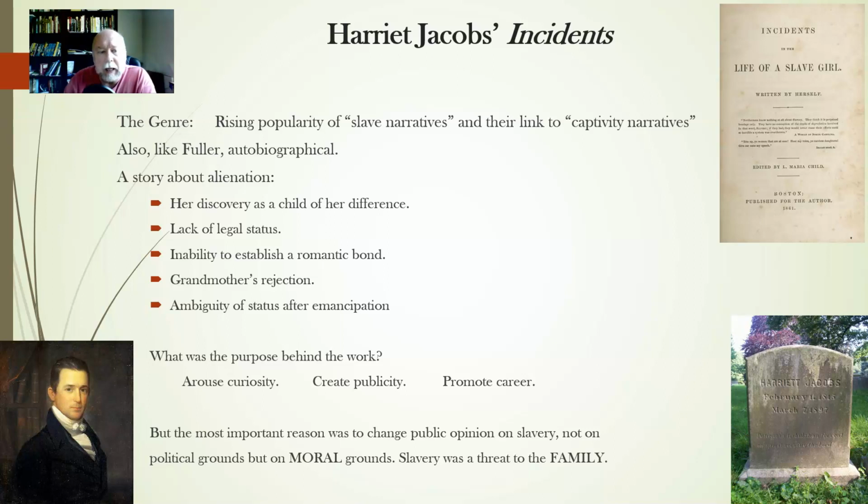Second to that is a sense of alienation because of her lack of legal status. Most people don't know this, but the laws concerning enslavement in many southern states today you would look at them and you would just say, what in the world? But at the time, it was very much accepted that they had basically no legal rights whatsoever.